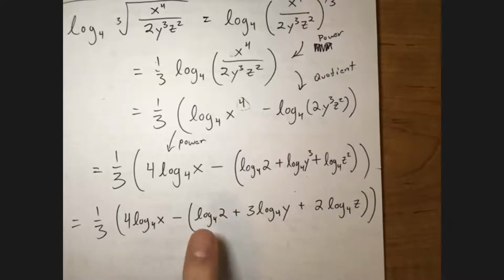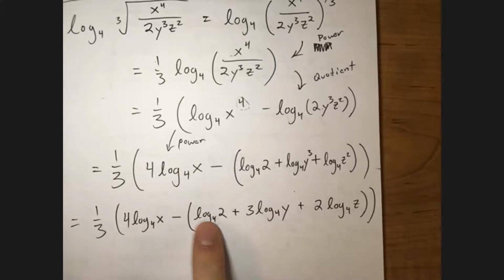And let's see if you figured out what we can do here. Remember what log of a number is. It's the exponent I would put on the base to get that number. So what exponent would I put on 4 to get 2? Well, 2 is the square root of 4. So the exponent would be 1/2. So this is the same as 1/2. Okay.